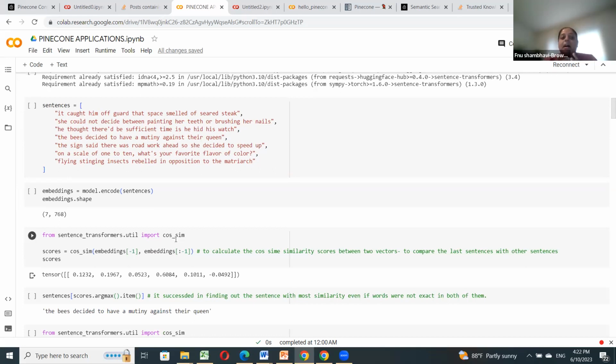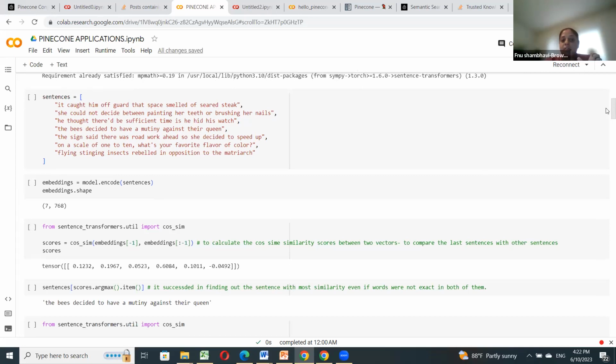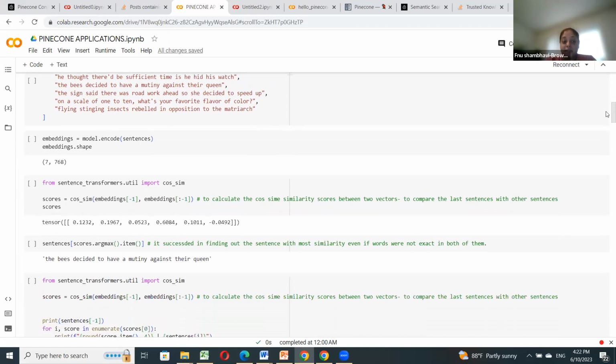It's the heart of Pinecone when you use it for similarity searching, and it's the most efficient one. Here also we are using the cosine similarity function to compare the embeddings. We did embedding for the last sentence, and the -1 represents this last sentence, compared with the other sentences to find which is the most similar. We also calculate the scores, because whichever has the highest similarity would have the highest score.